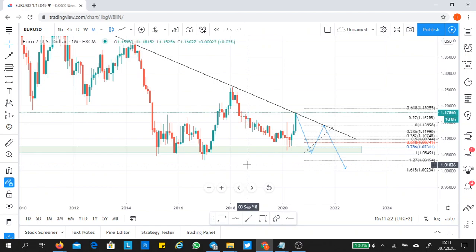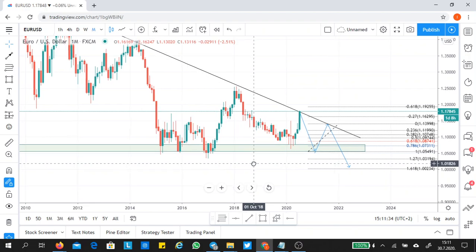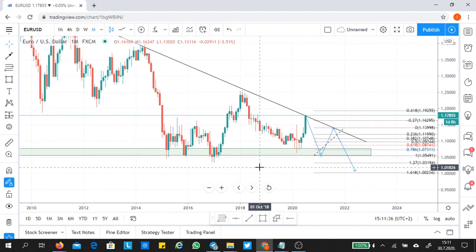You need to follow the move, and on the smaller time frame see how you will scale in and how you will position yourself there, and where your stop loss will be and where your take profit will be.